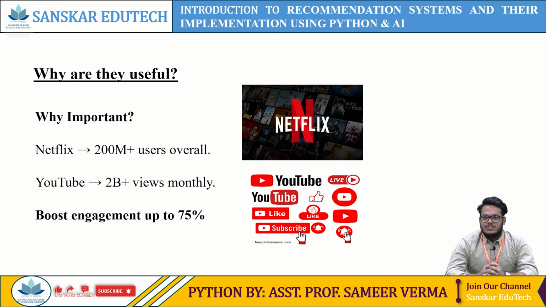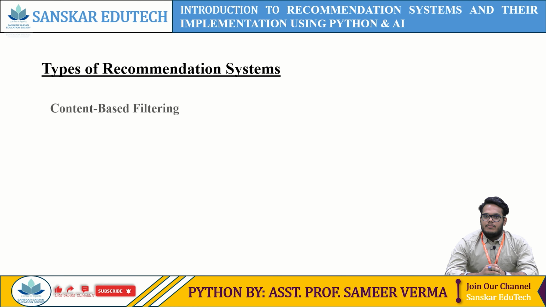Now, most recommendation systems rely on two major approaches. First, content-based filtering, and second, collaborative filtering. And in many real-world applications, both are used simultaneously. Now let's first talk about content-based filtering.